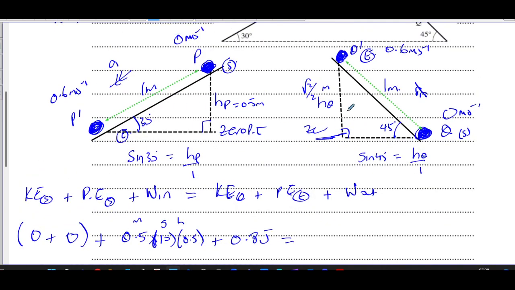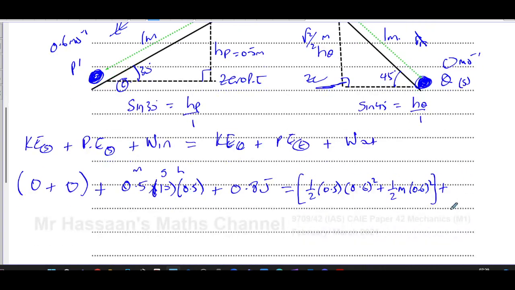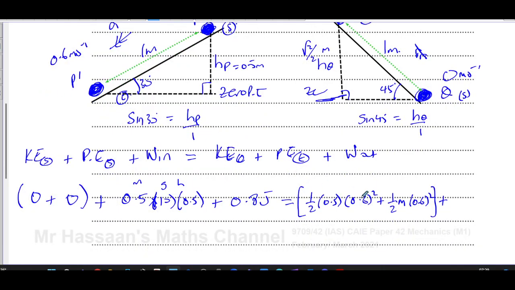Now both of them at the end have kinetic energy. So for P, the kinetic energy is a half times the mass, which is 0.5, times the velocity squared, which is 0.6 squared. And for Q, the kinetic energy will be a half times m times 0.6 squared. M, remember, is what we have to find. That's the kinetic energy. Then the potential energy for P is going to be 0. Why? Because it's a 0 level. Okay?